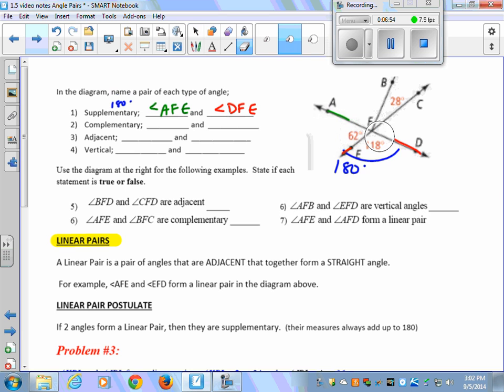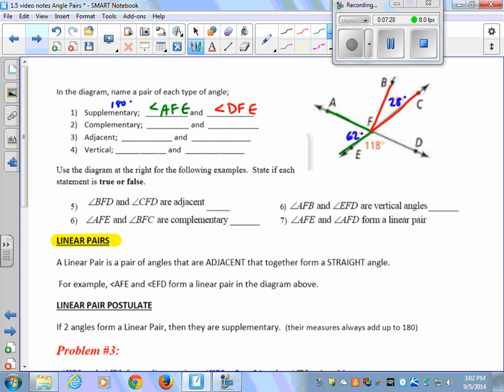Okay, complementary angles. We're looking for two angles that add up to 90 degrees. So again, we're going to look at the angle measures that they give us, and we see that 62 and 28 add up to 90 degrees. So I'd like you to name those two angles, this one here and this one here. Try to name them and then come back and check your work.